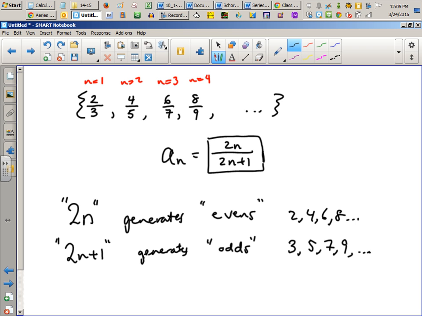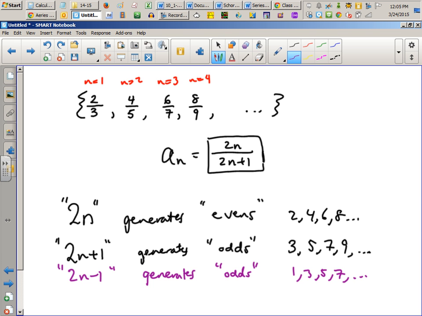Does anyone know how we could get our odds to start at 1, 3, 5, 7? Maybe we shouldn't use 2n plus 1, but 2n minus 1. 2n minus 1 will generate odds starting at 1, 3, 5, 7. These are just little clues that you're going to need later, okay? So keep these in a box on your paper because there are plenty more of them.